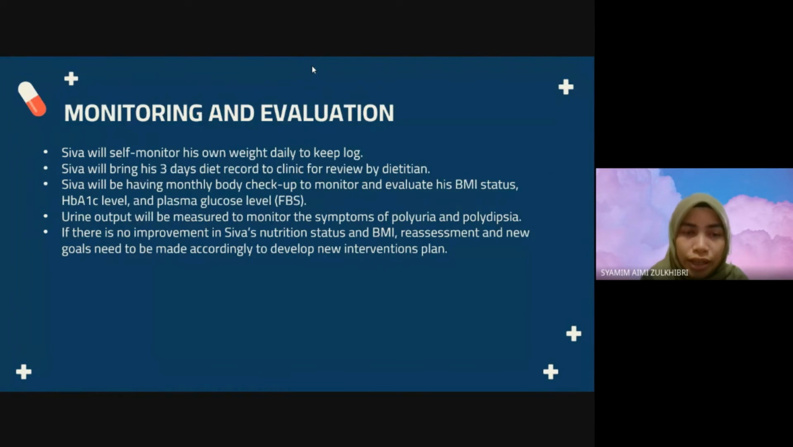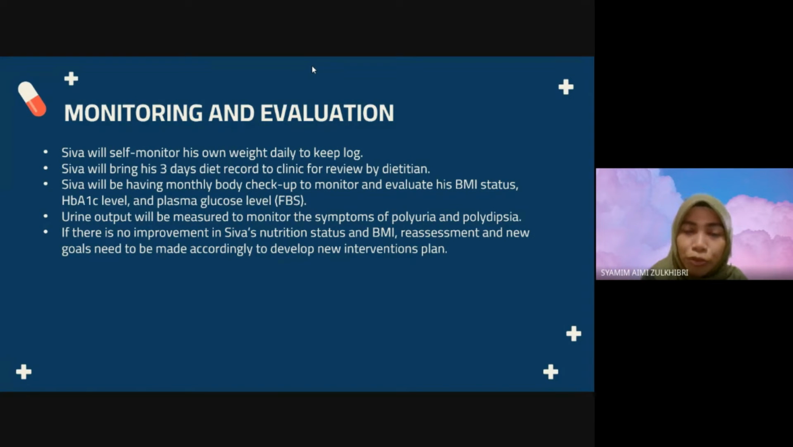Next is monitoring and evaluation. Siva will self-monitor his own weight daily to keep a log. He will also bring his 3 days diet record to clinic for review by the dietitian, and he will be having monthly body checkup to monitor and evaluate his BMI status, HbA1c level, and plasma glucose level. Urine output will be measured to monitor the symptoms of polyuria and polydipsia.